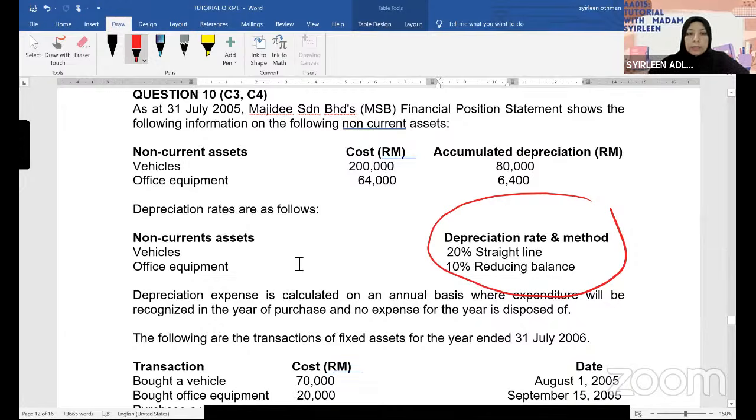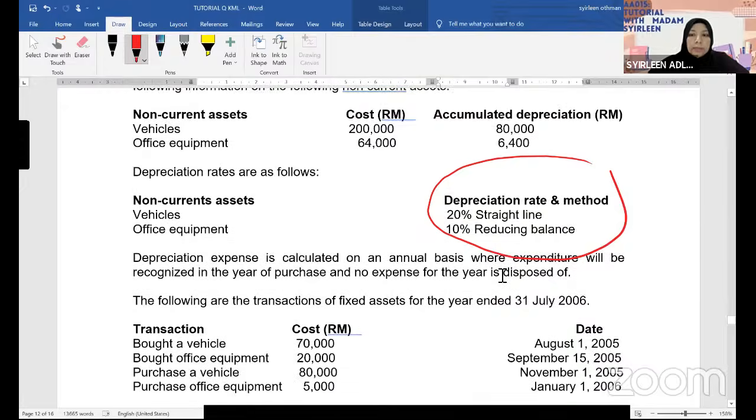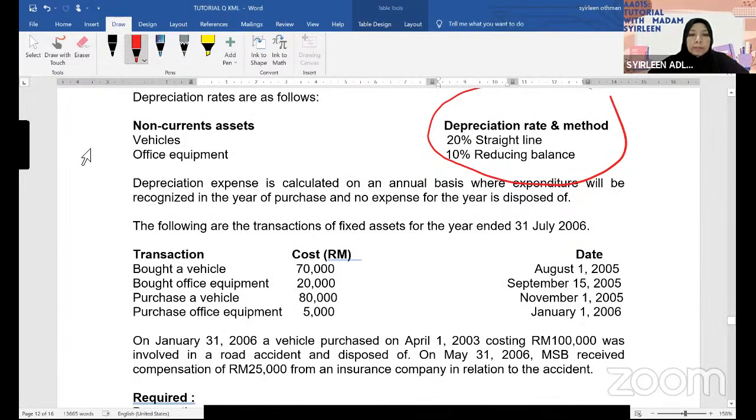All right, and for the office equipment, we are using reducing balance or declining balance. Both can be used, and you can find out later which one in the question. So reducing balance is 10%. Okay, let's read the question carefully to understand it.